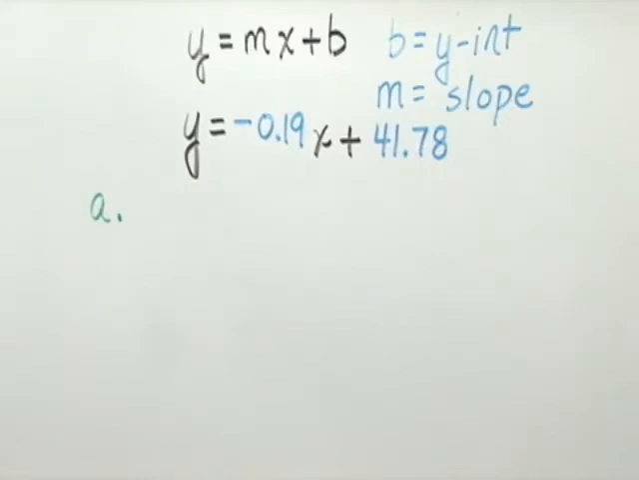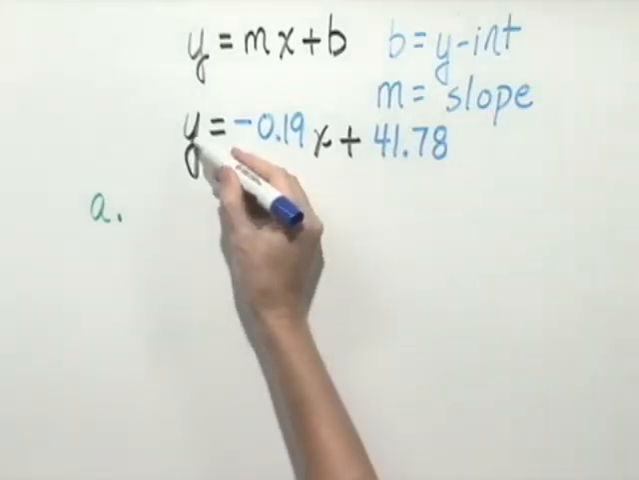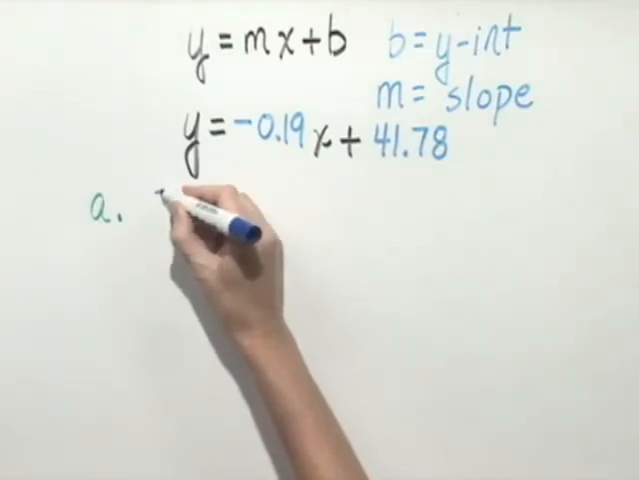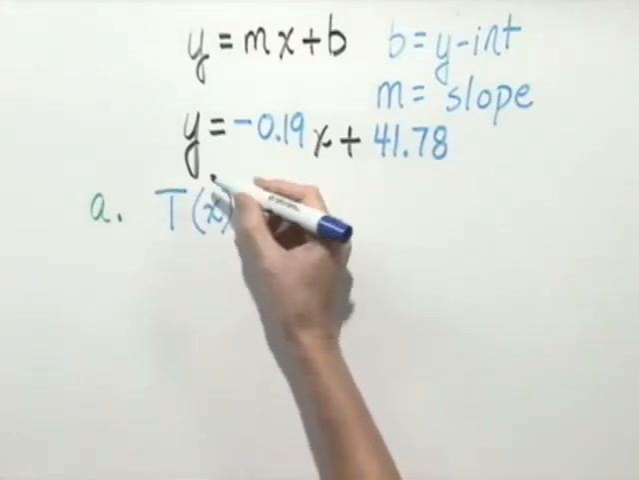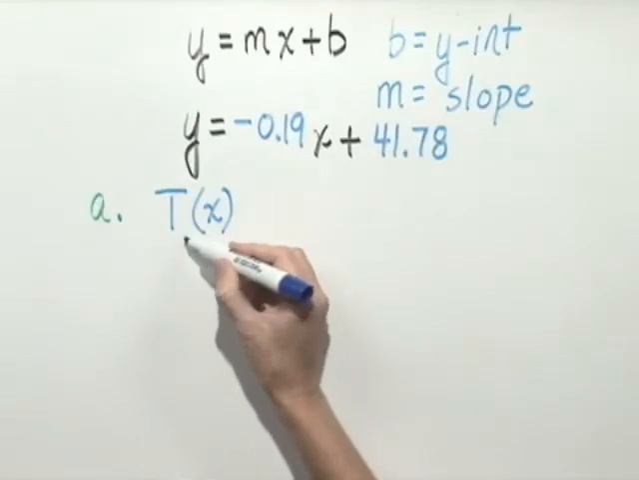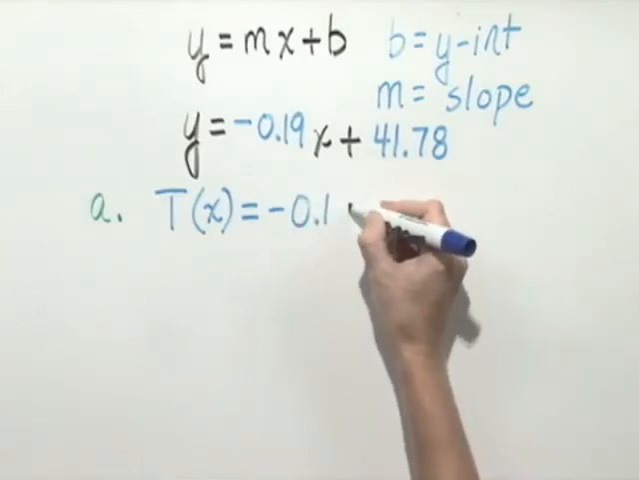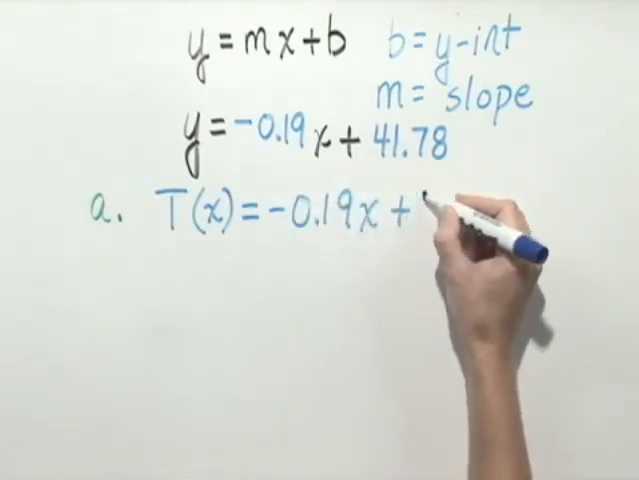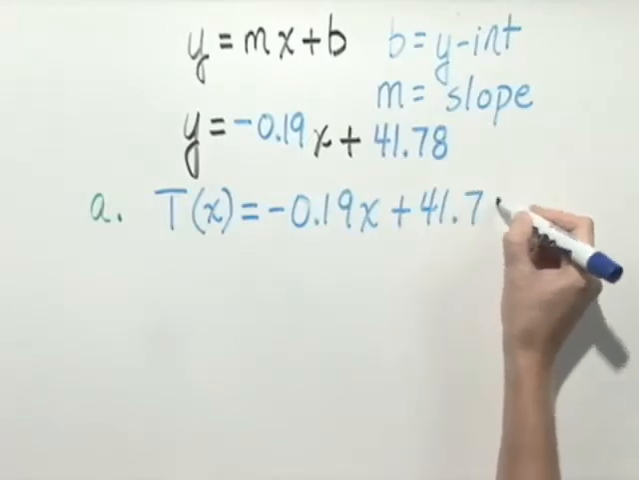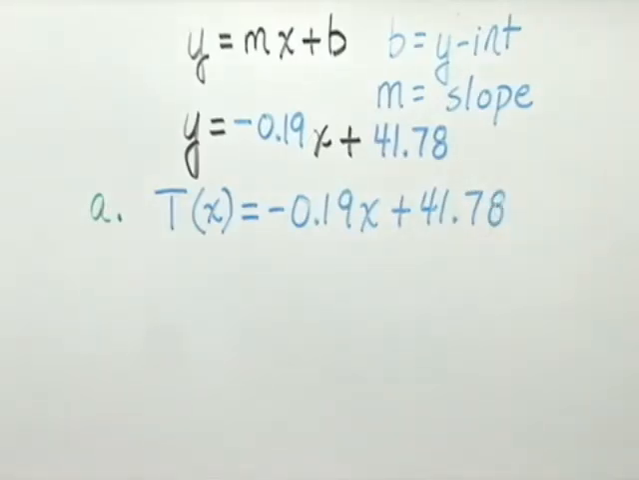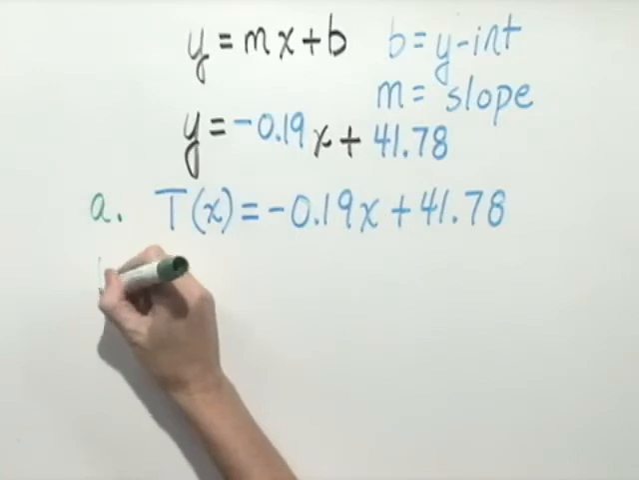So now we're ready to write the answer to Part A. Remember, in Part A, we're asked to express the winning time t in terms of x. So we have a function in terms of x. Instead of writing y, I can write t of x, just as I would write f of x for y, but they asked us to express it in terms of t. So t of x is equal to negative 0.19x plus 41.78.